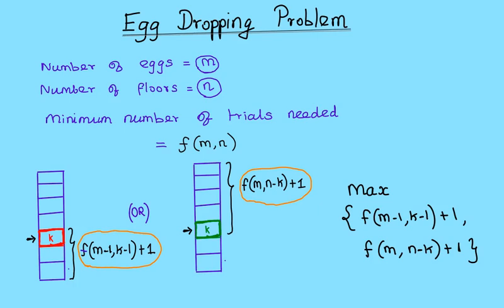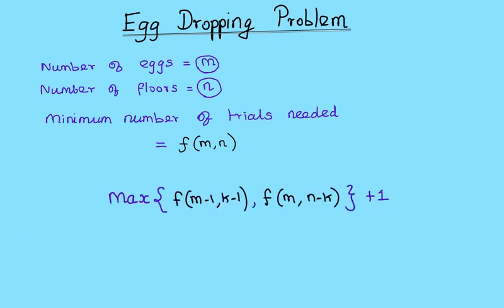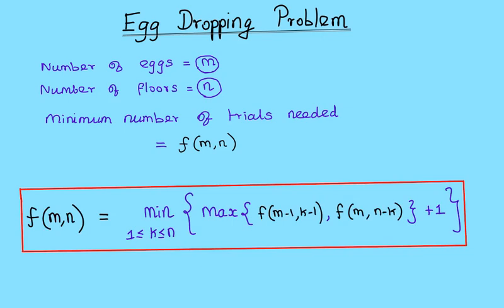In other words, this is the minimum given we start at the kth floor, and k can be any floor from 1 to n. So if we find the minimum of this over all k, then that will give the minimum trials needed, that is f of m comma n. So f of m comma n is equal to the minimum of these elements over all k values.